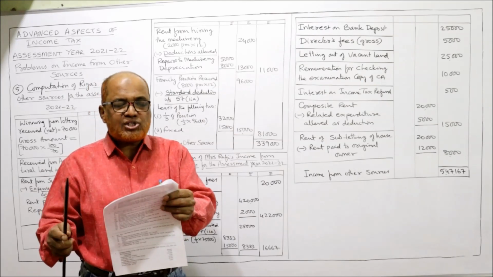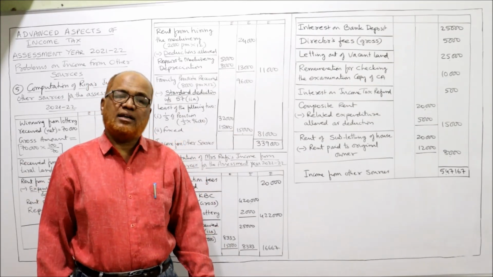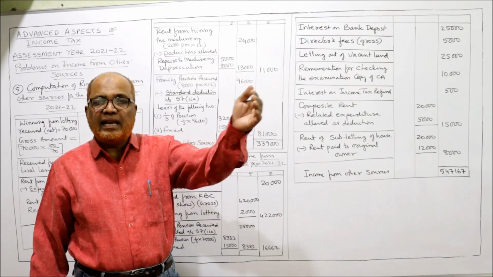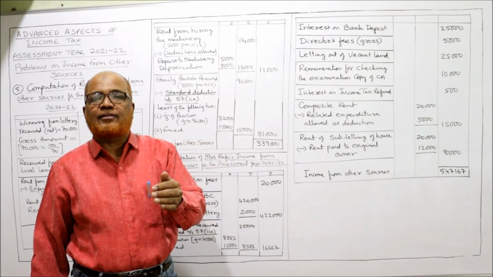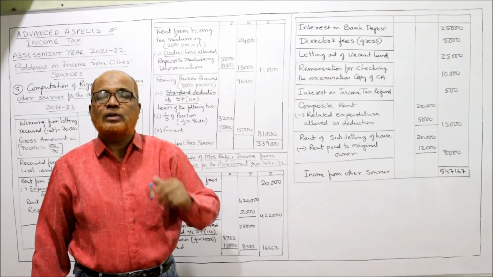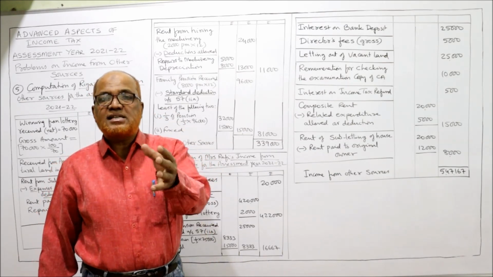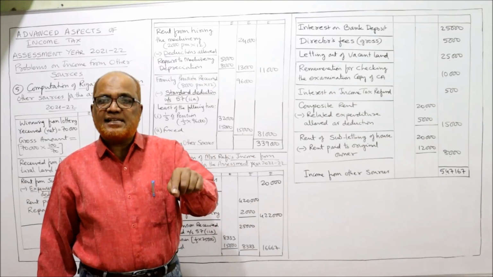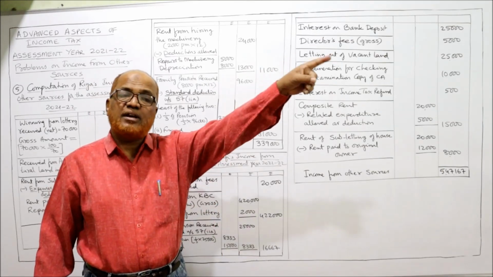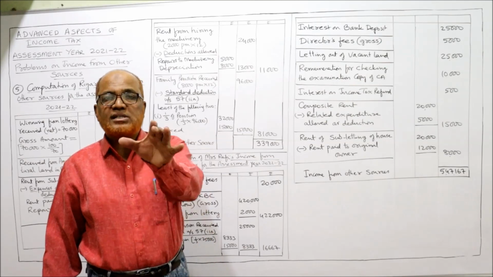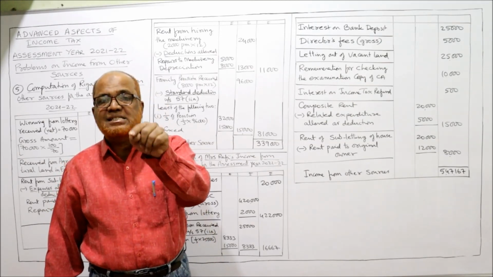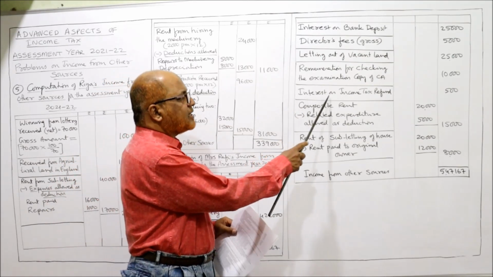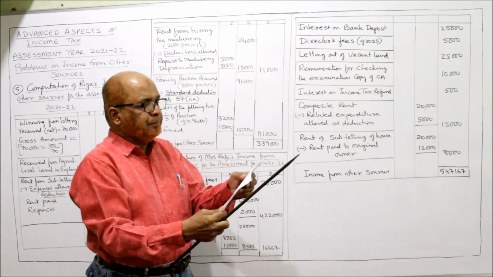Then interest on income tax refund, yes, it is taxable. If the income tax department delays in refunding the income tax, they will give the interest to the SSC. So the SSC is earning the interest from the income tax department. So this interest is also taxable under the head income from other sources. So interest on income tax refund is 500.